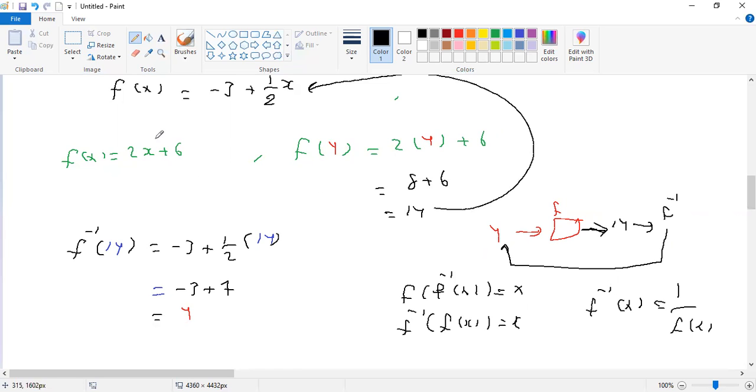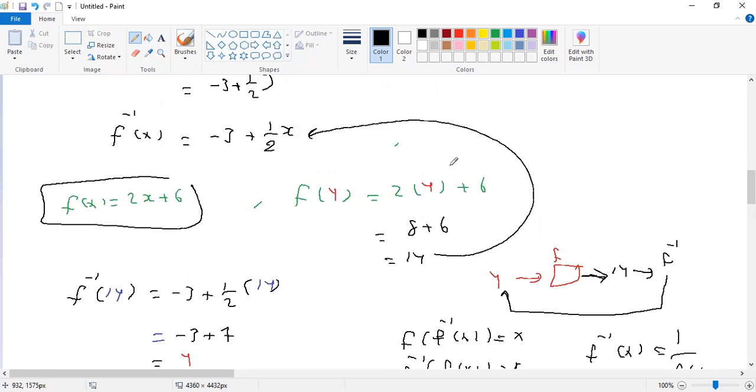Look at this f of x here, 2x plus 6. And what is the inverse? Look at the inverse here. This is the inverse function. It is x over 2 minus 3. It is not 1 over f of x, not 1 over.